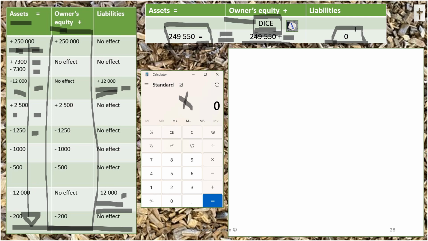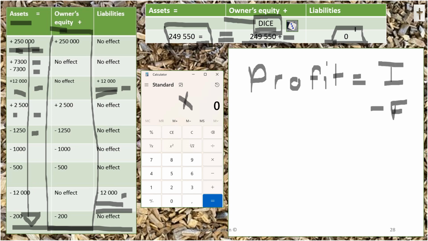We can also calculate here the profit. Now this is only after a few transactions, but profit is equal to income minus expenses. And if I take the income from the sales, I subtract cost of sales. I'm not sure what that expense was. Insurance, I remember now, 500 was taken out of petty cash, and 200 was for bank charges.